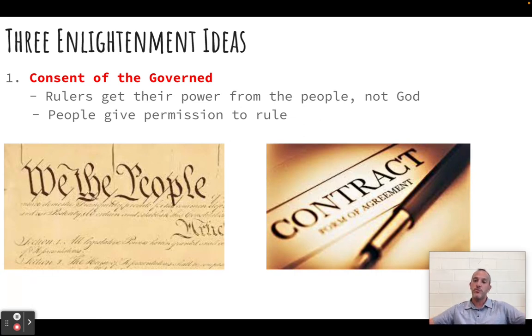Whatever it is that you experience at some point, there's consent. Consent is permission. So this is called consent of the governed. And this is one of the main Enlightenment ideas.